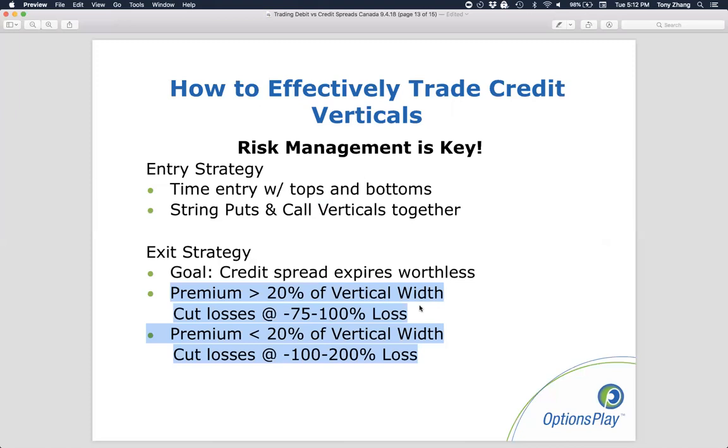Is the roll basically closing the open position and opening a new one? Yes. Rolling is specifically referring to closing the open position and opening a new position in one single order. That's what we call a roll.